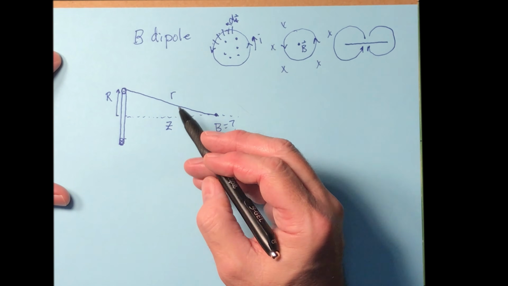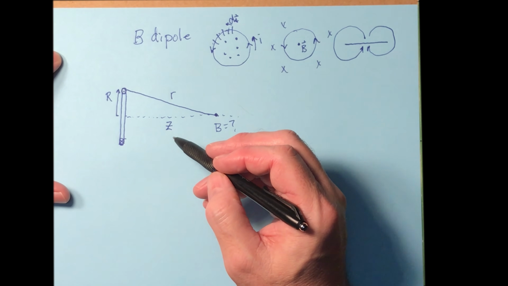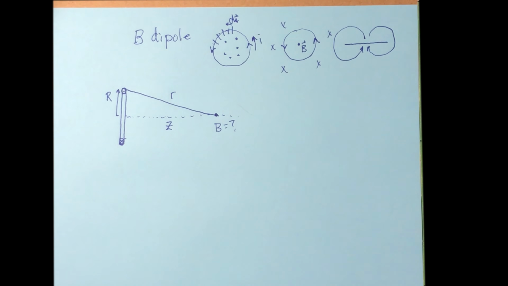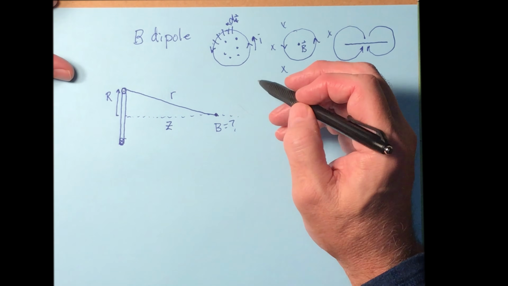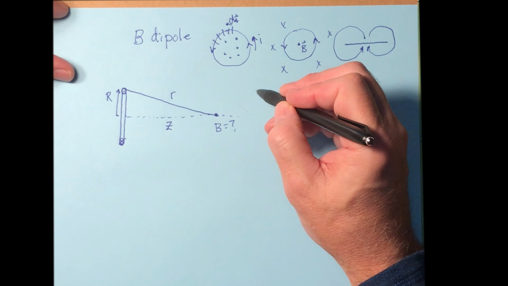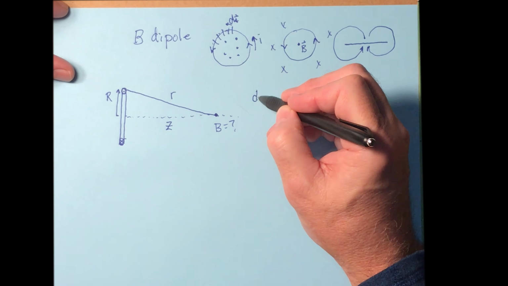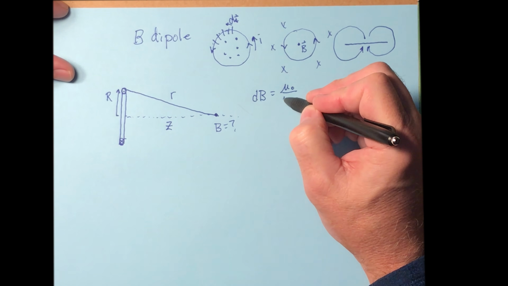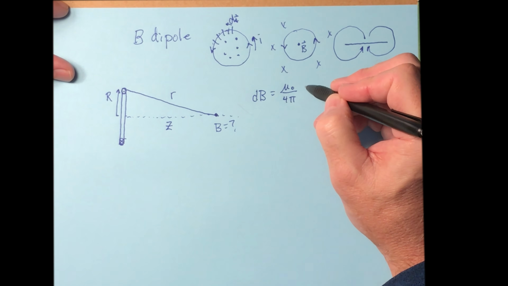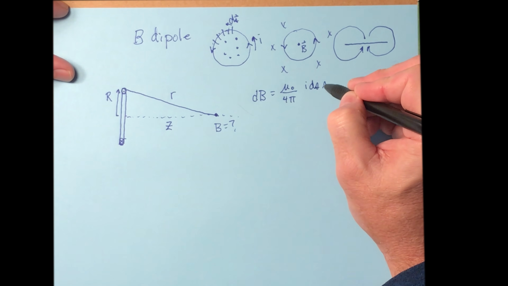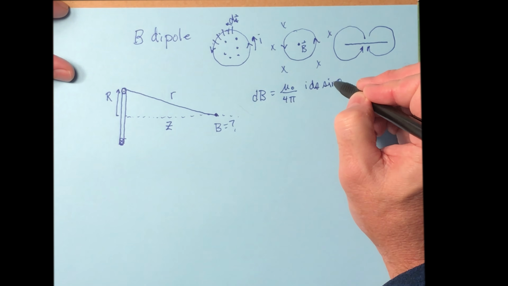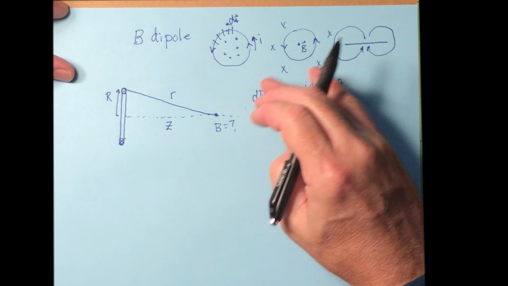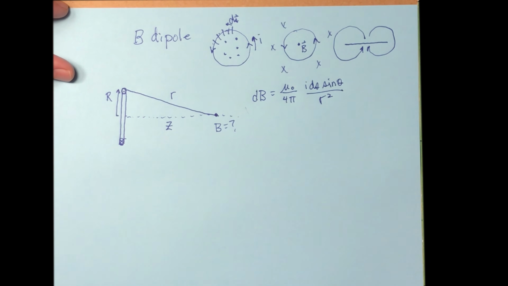Okay, you can see that pretty easily. Also notice theta in the BS law. Let's write down the BS law here: dB is equal to mu naught over 4 pi times I ds sine theta over r squared. This is the non-vector form of the BS law.